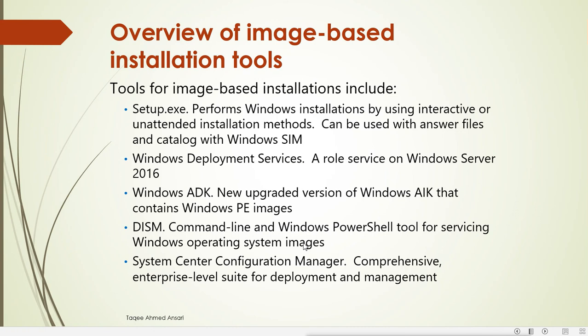The other option we have is Windows Deployment Services. This comes as a role service on Windows Server 2016, and we can install it and make one server a Windows Deployment Server, from where we can deploy the images on the whole network. Suppose we want to install multiple machines, we can install from a single location, from this deployment server, deploying the installation to multiple machines. It comes by default with Windows Server as a role.